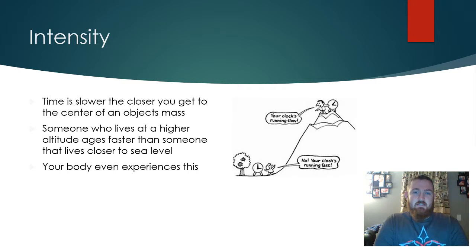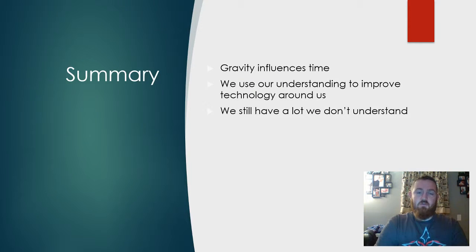So as far as intensity to it goes, time is slower the closer you get to the center of an object's mass. So, for example, someone who lives at a higher altitude versus someone who lives at sea level is going to experience time quicker than someone at sea level.